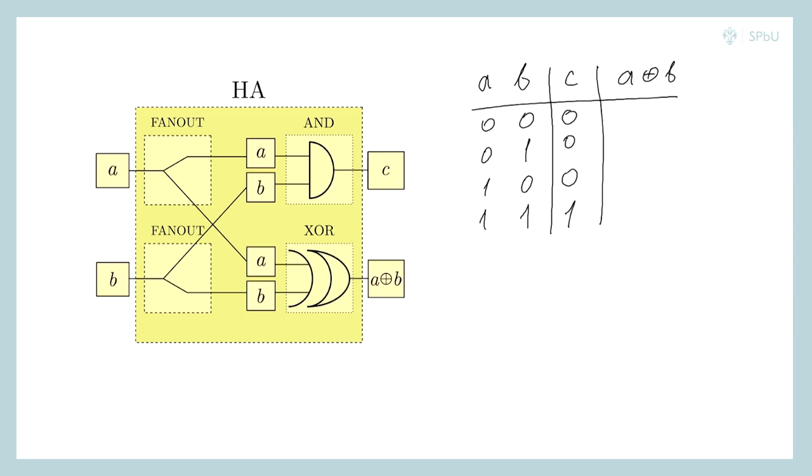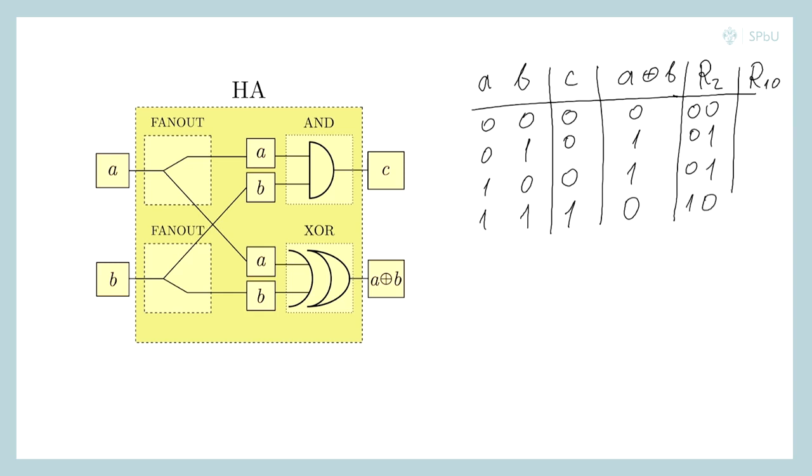Now let's calculate the sum of the input bits. It's 0, 1, 1, 0. And here we'll write down the result as a binary number. Here we'll write down the result as a decimal number. So, what do we have now? 0, 0, 0, 1, 0, 1, 1, 0. These binary numbers correspond to the decimal numbers 0, 1, 1, 2.